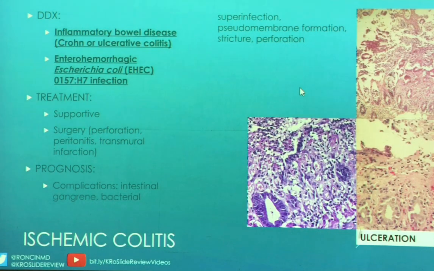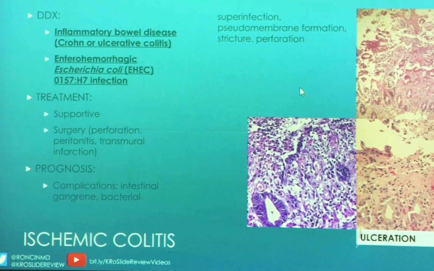Your differential includes things like inflammatory bowel disease, so again, Crohn's or ulcerative colitis, as well as EHEC, a hemorrhagic colitis, so you'd want to think about those kinds of things. Treatment is generally supportive. If they do surgery, it's usually for things like, was there a perforation? Is there generalized peritonitis? Is there transmural infarction? Those kinds of things. And it's typically a segmental excision as well.